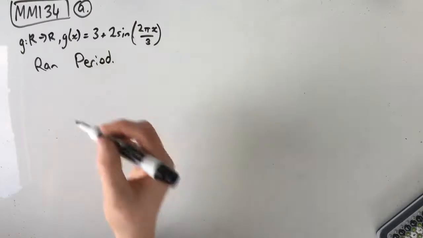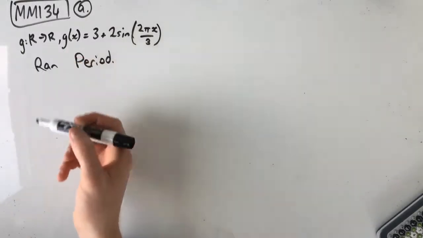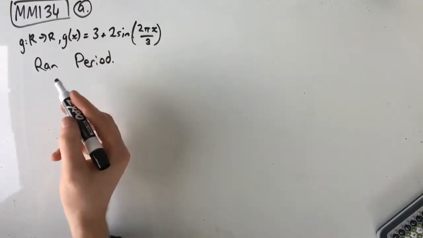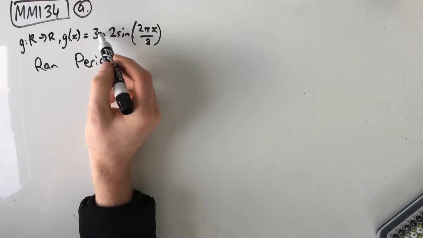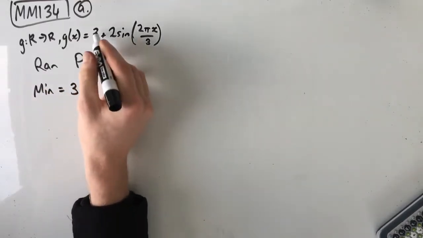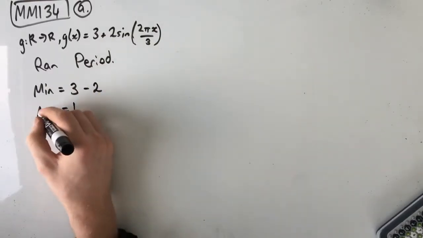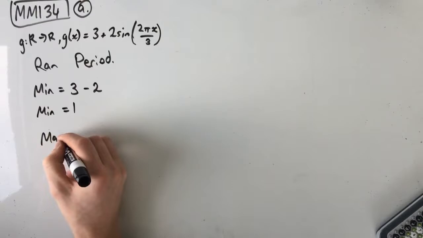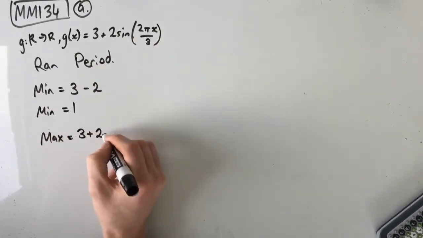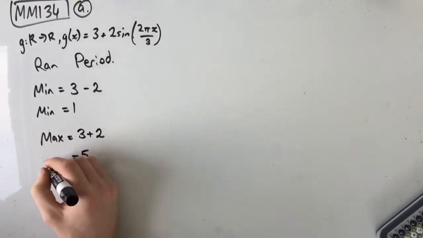So our range is equal to our minimum to our maximum. They're the only possible values of y, or g of x. So our minimum is equal to our midpoint minus our amplitude. Our min is equal to 3, because this is our midpoint, minus 2, which equals 1. And our maximum is equal to our midpoint plus our amplitude. So 3 plus 2, which is equal to 5.